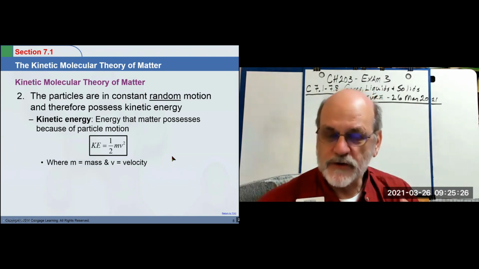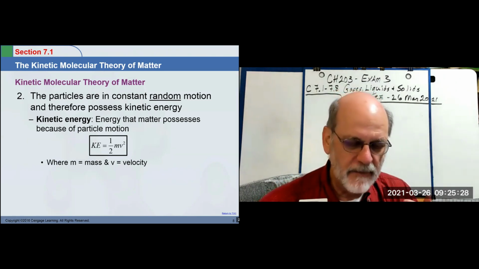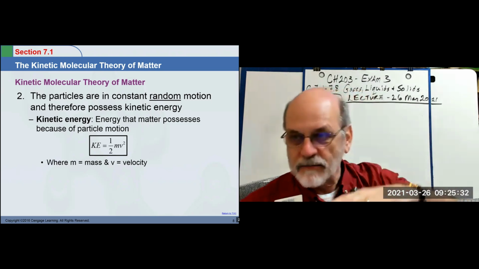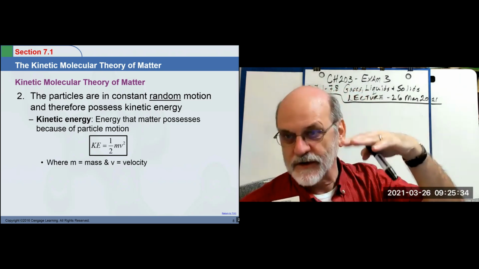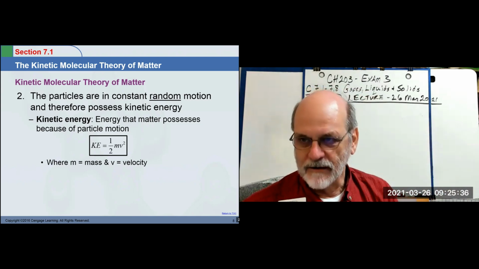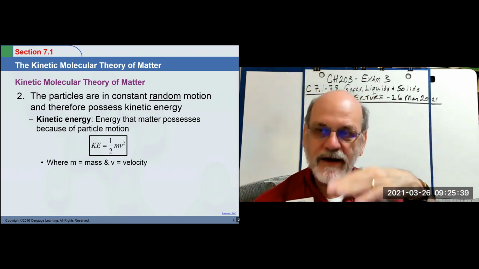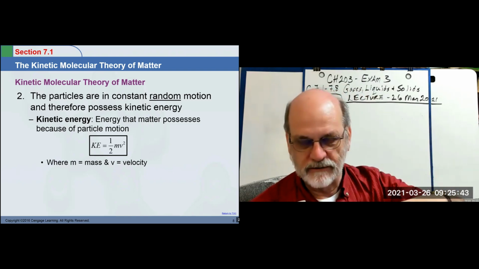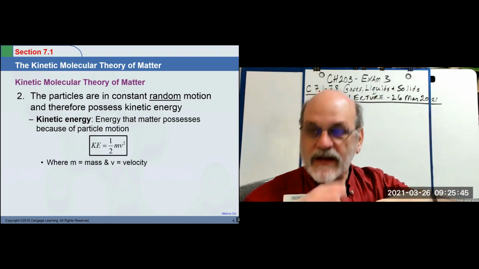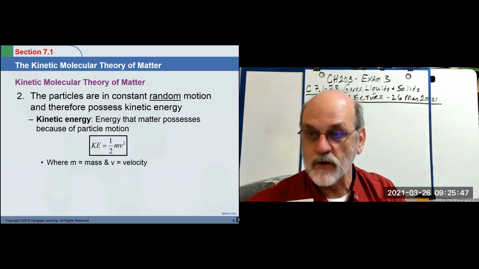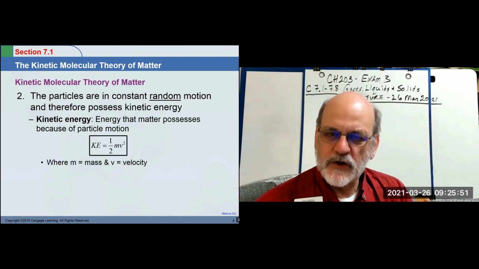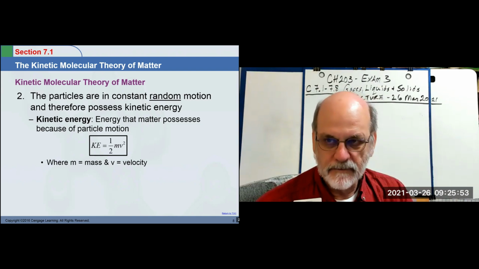Now, we have to assume that these particles are in constant motion. Of course, if they're anything above absolute zero, there's going to be some motion. Right? Absolute zero is a theoretical basement that establishes no motion at all. So anything above absolute zero, there's going to be motion. And the higher the temperature, the more motion. But we have to assume that this motion is random.